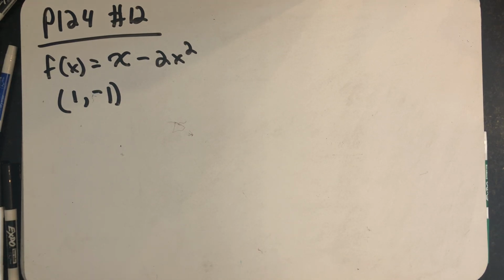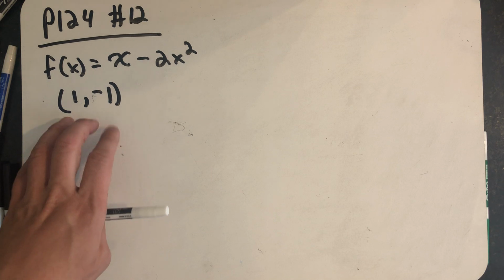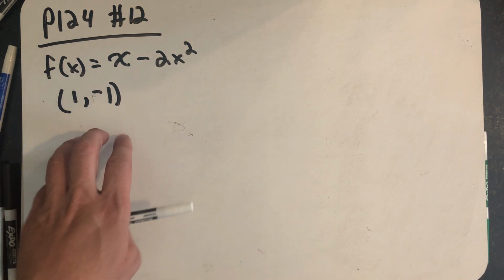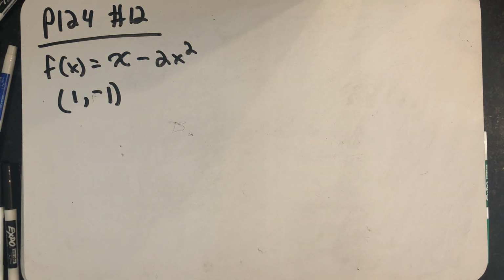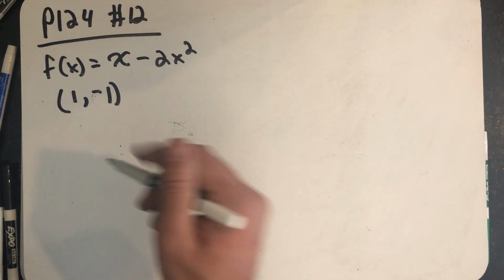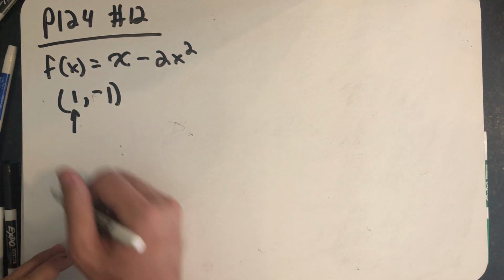Let's do one more example from section 3.1. Problem 12 on page 124 gives me a function, f of x is equal to x minus 2x squared, and a point (1, -1), and asks me to find the slope of the function's graph at the given point. Then find the equation for the tangent line to the graph there. Alright, so first off, I need to find the derivative at x equals 1.